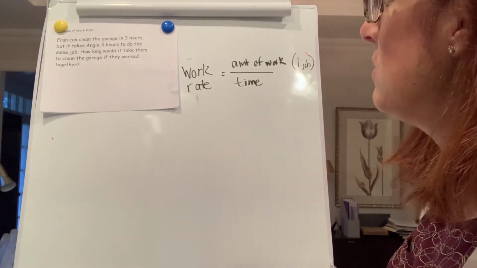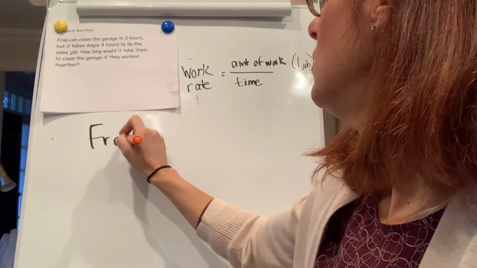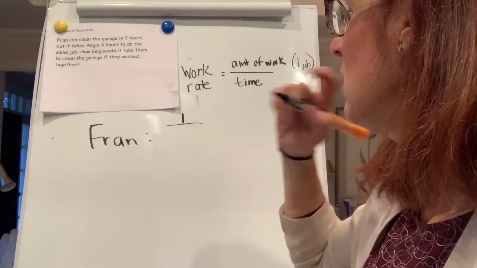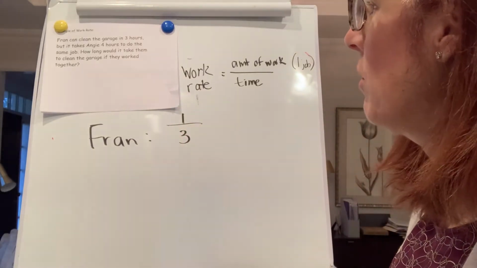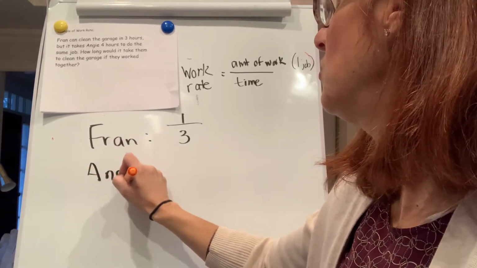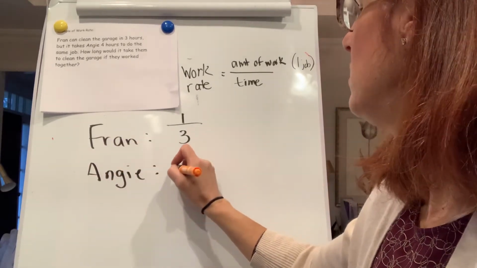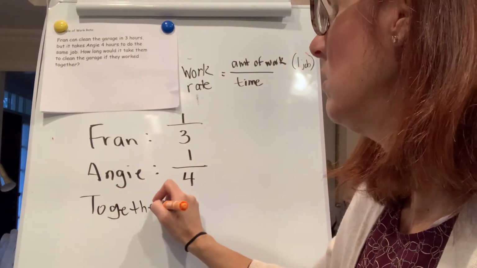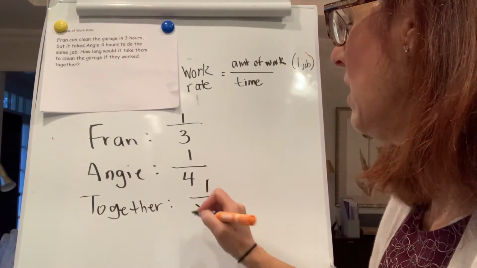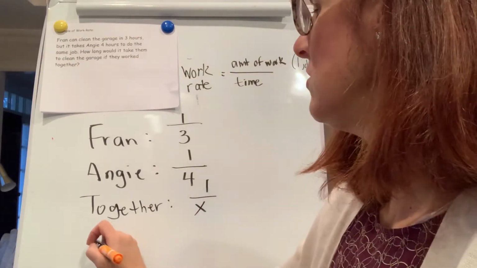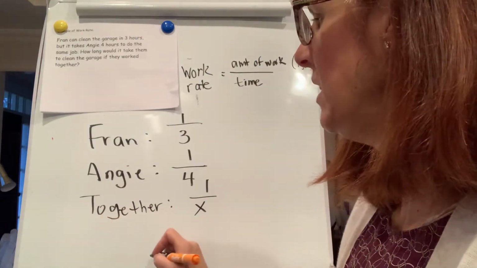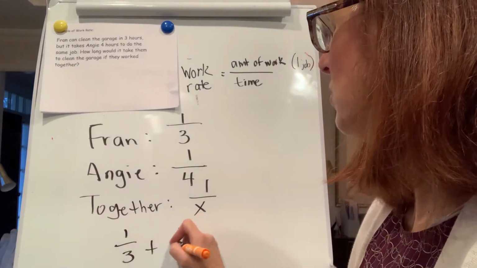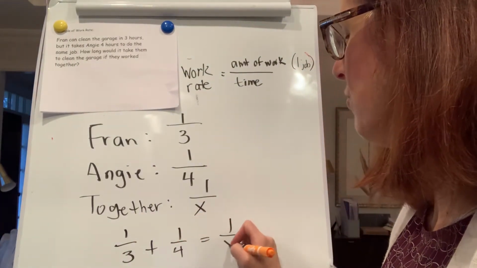All right, so Fran's work rate would be one job cleaning the garage in 3 hours, so Fran's work rate is 1/3. Angie's work rate is 1/4, and together we don't know that work rate, so we're going to call that 1/x. The equation you set up is Fran plus Angie equals together. So 1/3 plus 1/4 equals 1/x.